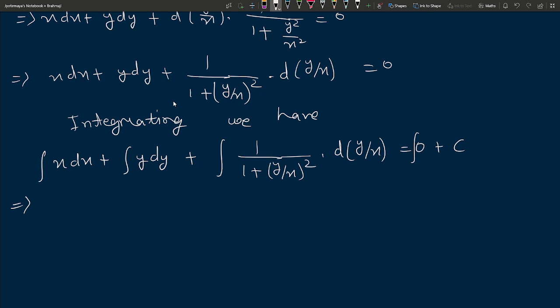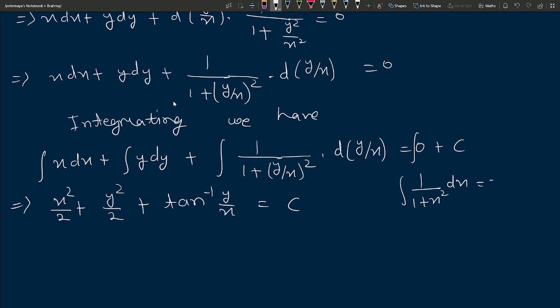Now this implies integration of x dx is x square by 2, and integration of y dy, same formula, is y square by 2. Now this is a standard formula. What is this formula? This is tan inverse y by x equal to c. You know, integration of 1 by 1 plus x square dx is tan inverse x. The same formula I can apply here: 1 by 1 plus y by x whole square into dy by x. This is tan inverse y by x. Now this is your general solution.